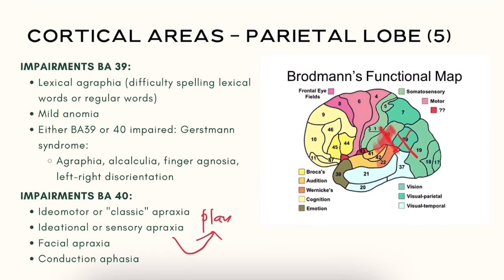And then we could have facial apraxia. Facial apraxia is an inability to perform facial oral movements on command. When I tell you to raise your eyebrows, you won't be able to do so. And then finally, we have conduction aphasia, which is associated with poor repetition of spoken language. So when I ask, can you repeat dog for me? You won't be able to repeat it.